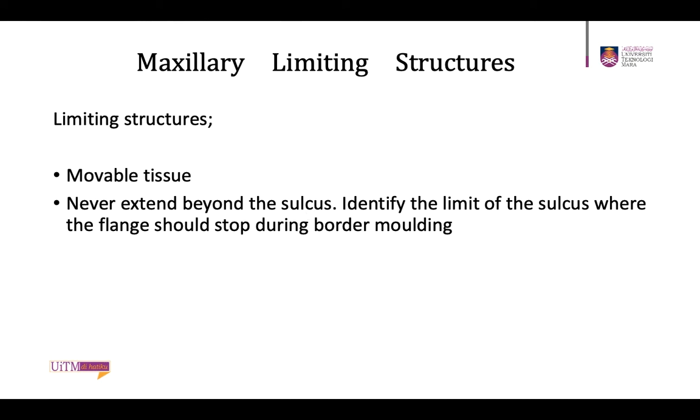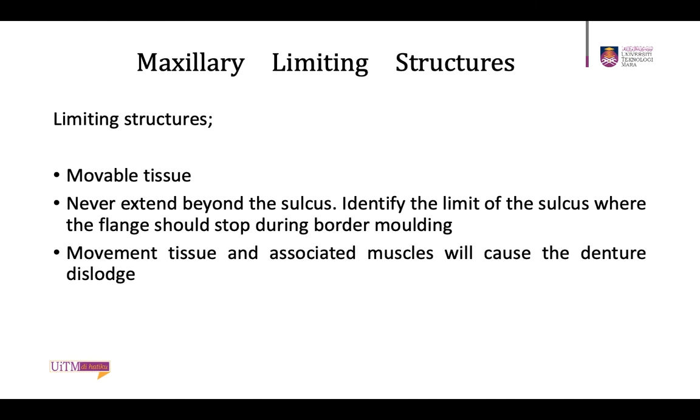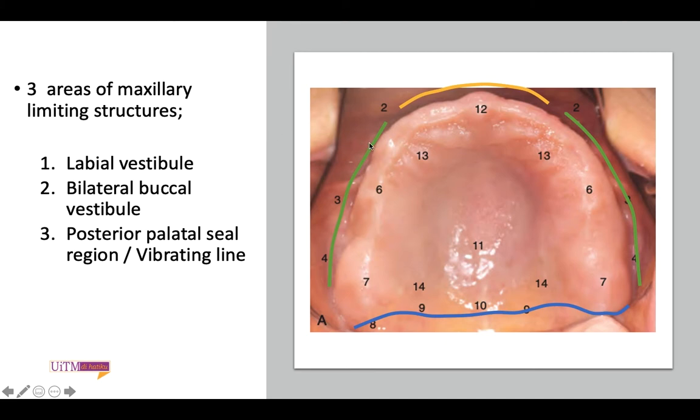As the sulcus moves during function, it has the potential to push the flange and cause the denture to be dislodged. So the three areas of the maxillary limiting structures. First is the labial vestibule, shown here in yellow line. Next is the bilateral buccal vestibule, where you have my green lines here. And of course, posteriorly, where you should limit is the posterior palatal seal area or the vibrating line.